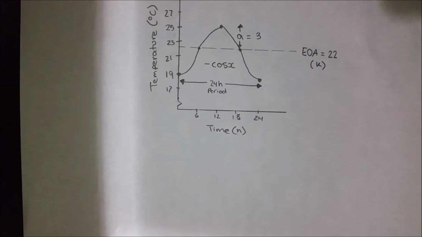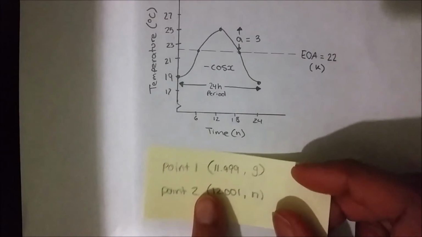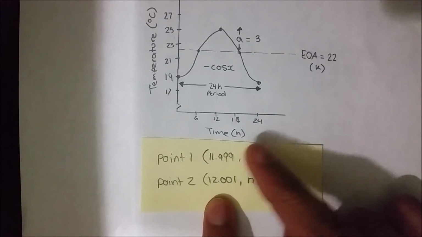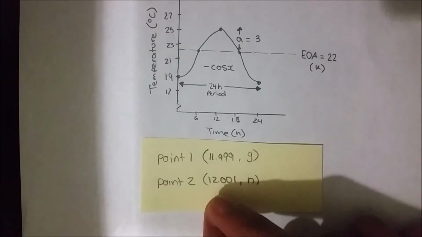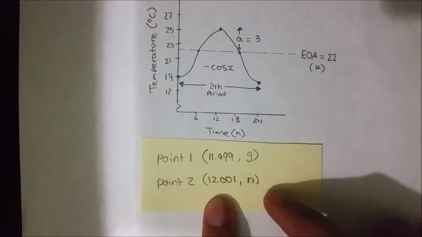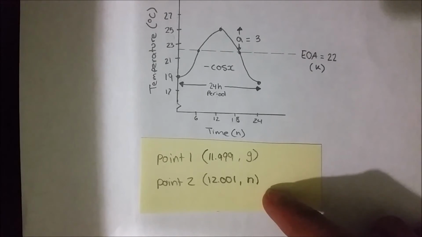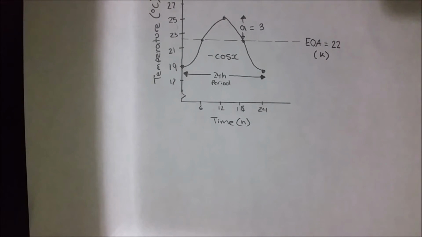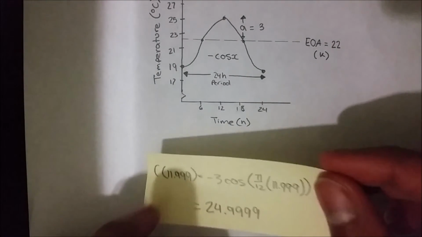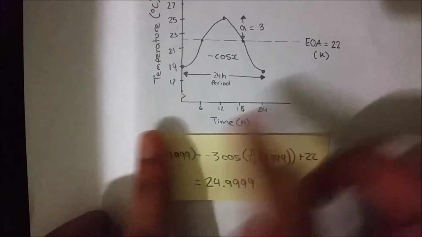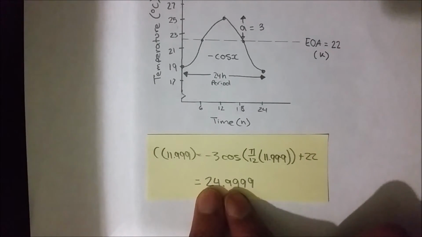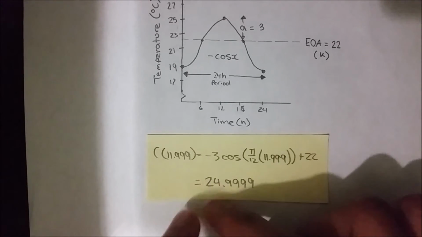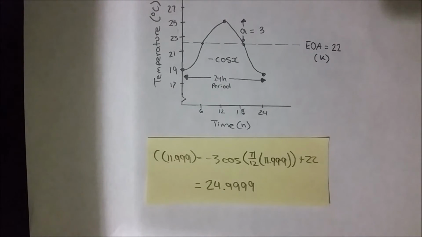Since it is 12 hours from the start, we want to select points as close as possible. So our point 1 is (11.999, y), because we do not know that value. And our second point is (12.001, y), because we also do not know that value. If we start out with point 1, we can use the same base function that we solved for in question 8a, plug our known values into the equation and solve. So C at 11.999, if we solve for that, equals 24.999.